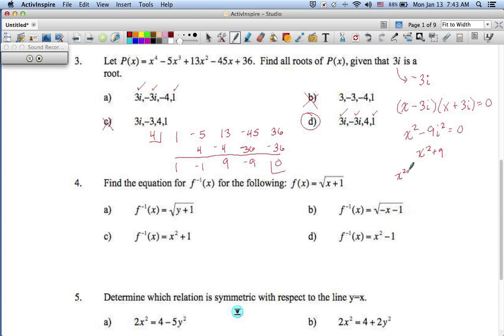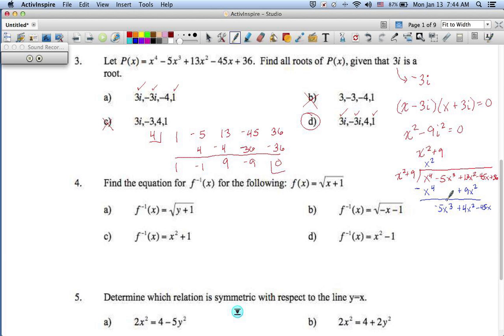So x squared plus 9, and we have x to the fourth minus 5x cubed plus 13x squared minus 45x plus 36. It's going to be tight. Long division says x squared goes in here x squared times. We multiply by this and we get x to the fourth plus 9x squared. I'm going to line them up underneath their like terms. Those cancel out. Remember, this is subtraction here. I bring down the negative 5x cubed. 13 minus 9 gives me a 4x squared. And I'll bring down my 45x.